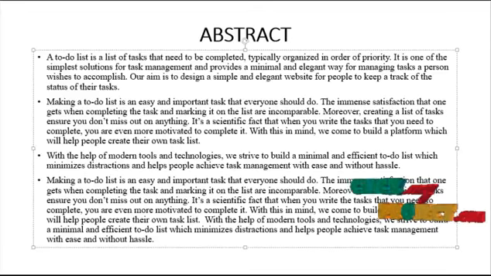Now, if you see the abstract, a to-do list is a list of tasks that need to be completed, typically organized in an order of priority. It is one of the simplest solutions for task management and provides a minimal and elegant way for managing tasks a person wishes to accomplish.